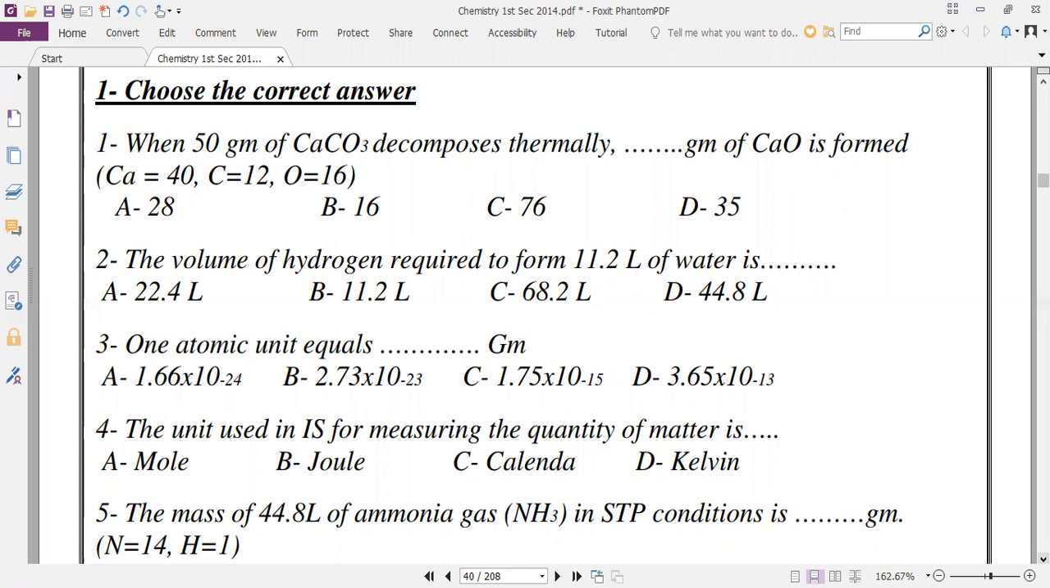Okay, number 2. Number 2 will be 11.2 liters. Okay, 11.2 liters. Okay, known for you. Yes. Okay, number 3. Number 3 will be 1.56 times 10 power negative 24. The rule, the constant. Okay, known.